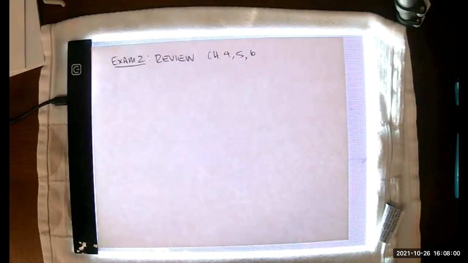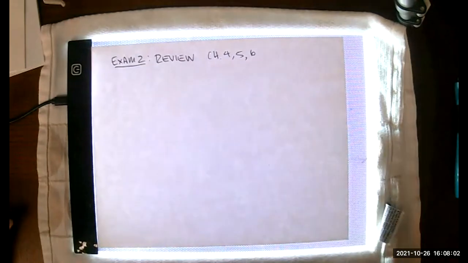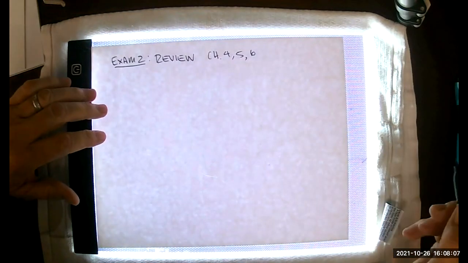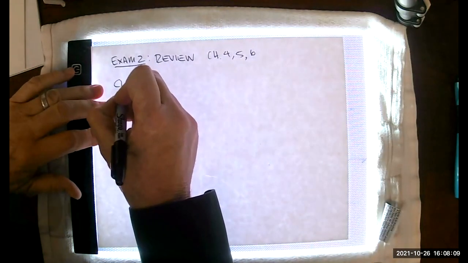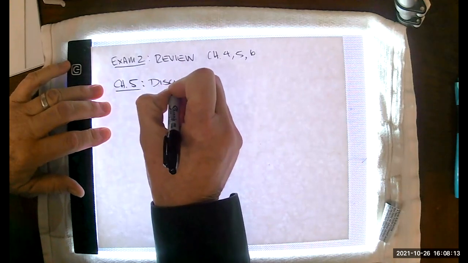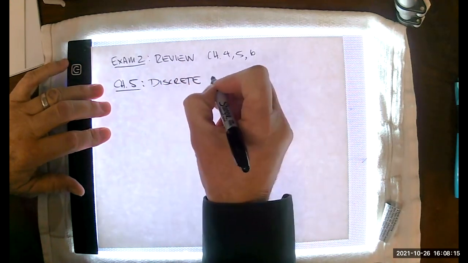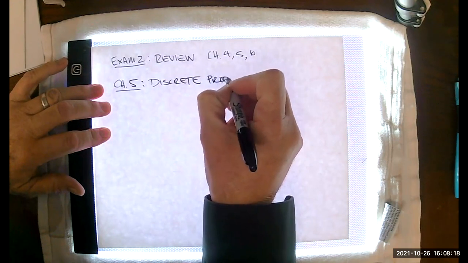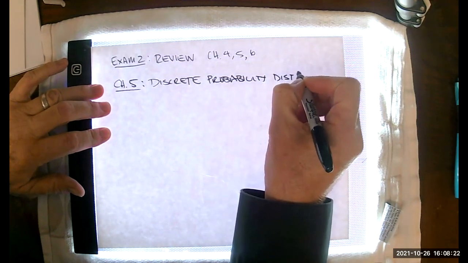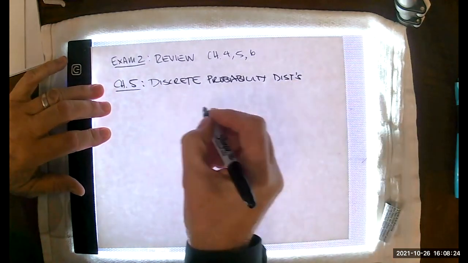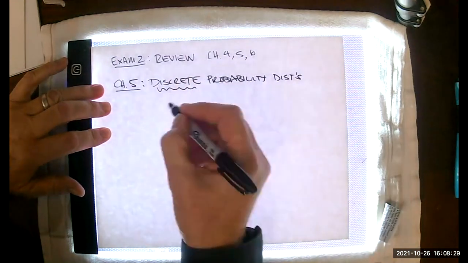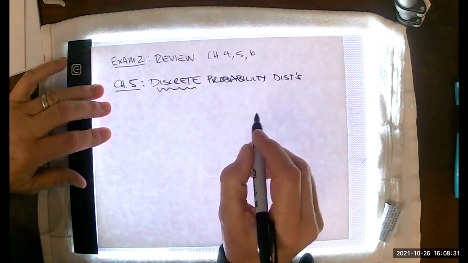All right, exam 2 review, chapters 4, 5, and 6. The focus tonight is on chapter 5. So, chapter 5 is all about discrete probability distributions. And I'll remind people that discrete means things that are countable or finite in nature.